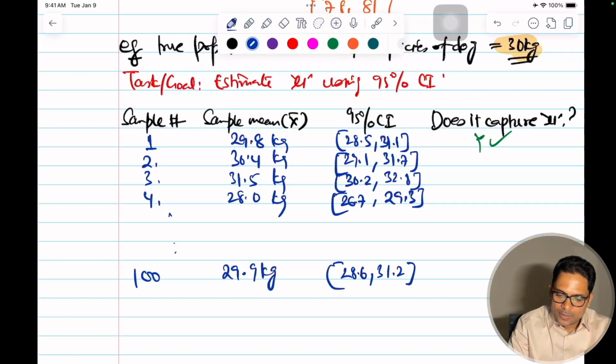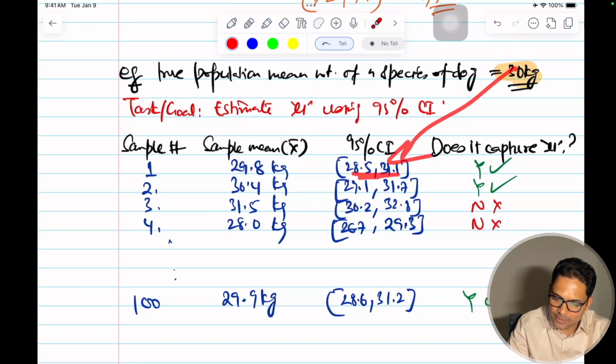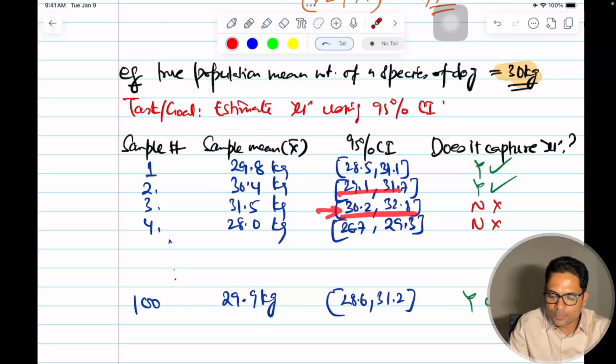So does this have 30 kg? Yes, this one also has 30. No, this is greater than 30, right? It just missed 30. This is no, this is no, and again this is yes, yes. So if you see, this confidence interval has 30 kg, because this is 29 to 31. This range, 30.2 to 32.8, is just beyond 30. So this has missed 30. This confidence interval doesn't capture.